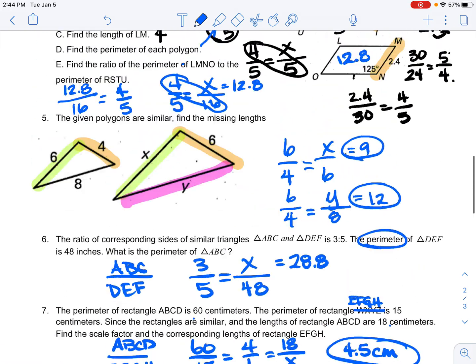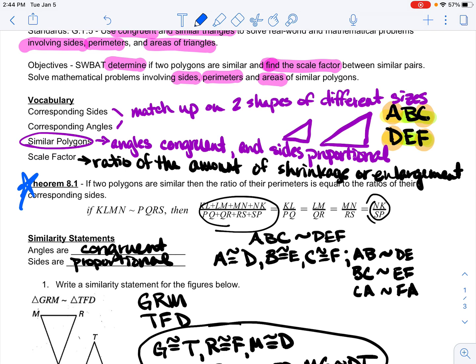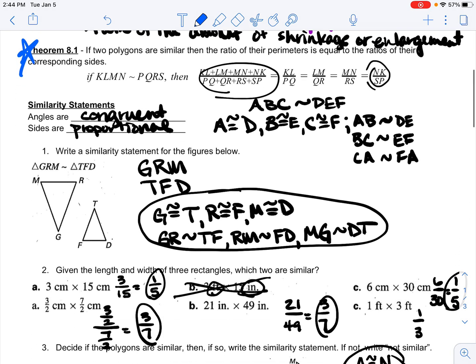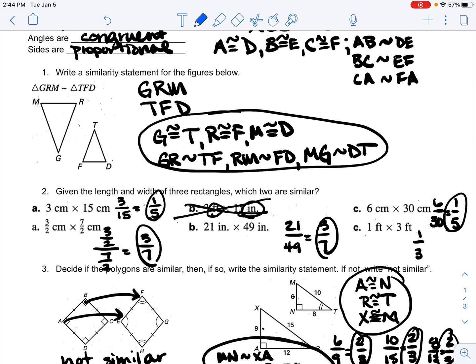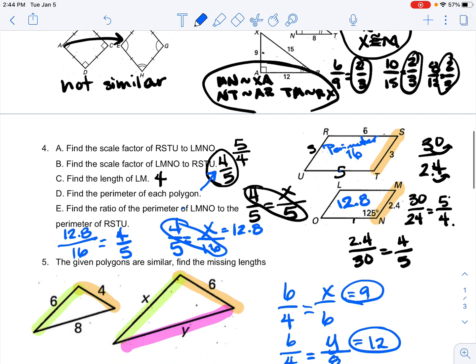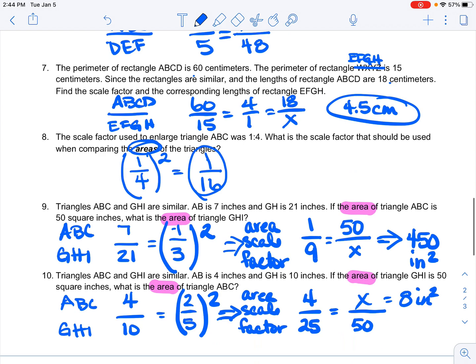Okay, you should be able to determine if two shapes are similar. You should be able to write a similarity statement. You should be able to determine what the scale factor is between two similar shapes. You should be able to apply the scale factor to find perimeter or missing sides. And then you should be able to find the area scale factor and be able to find the areas of missing shapes.